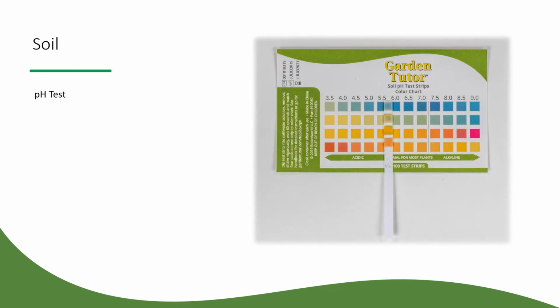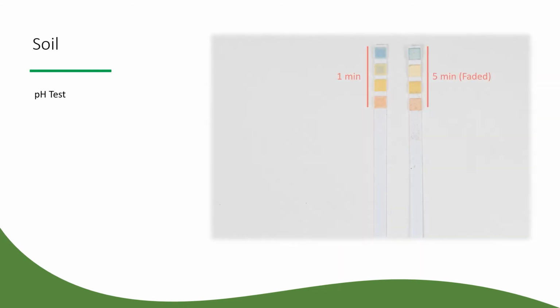This takes a bit of work, and it helps to do this in a well-lit room or by a sunny window to accurately assess the color change against the color chart. Keep in mind, after 5 minutes, the pads on the pH test strip will dry out and the colors will fade, so the pH test strips will no longer be useful and should be discarded.